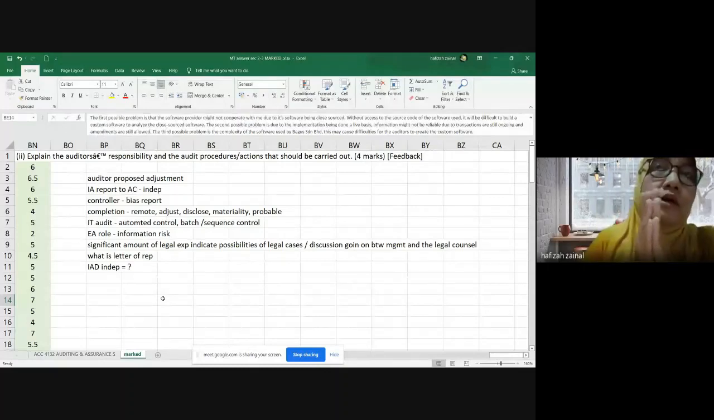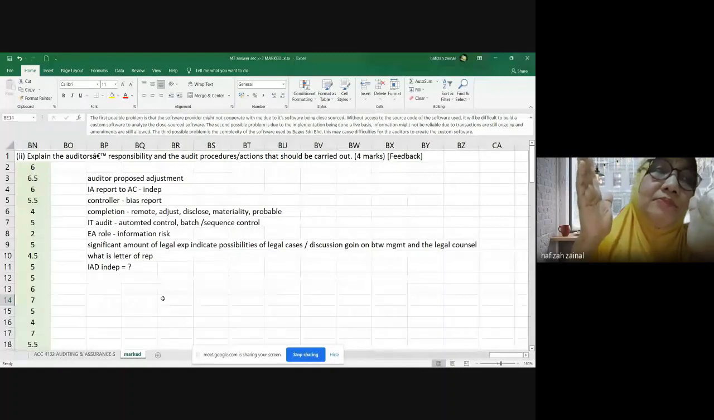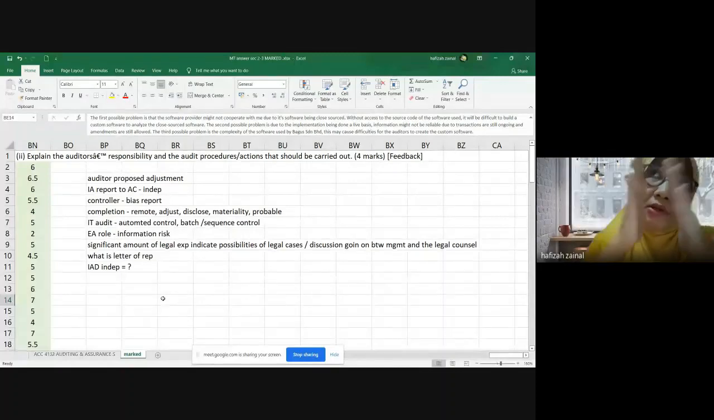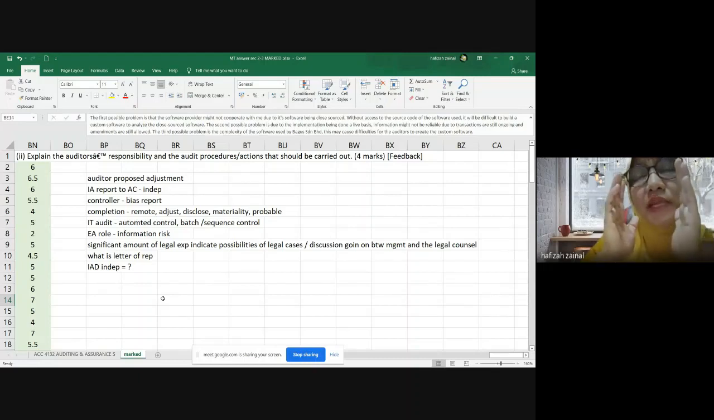Second thing is about the independence of the internal audit department. Just now I already mentioned the structure. Internal audit activity can exist in many forms, either in-house, outsourced, and so on. Because they are part of a department in the company, how do you ensure that they are actually independent? So one thing is how to ensure they are independent.